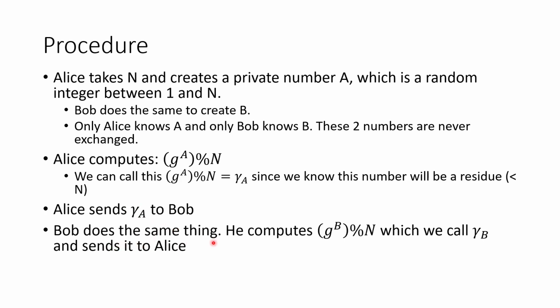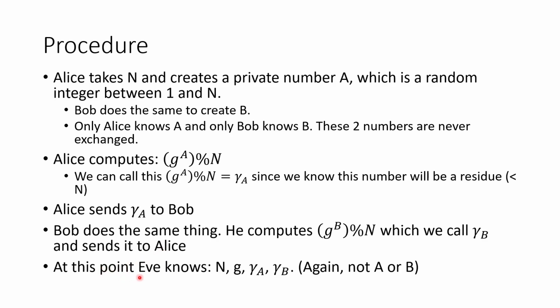And Bob does the same thing. So he computes g to the power of b, his own private number, mod n, and he gets some form of residue. We'll call that gamma of b. And he sends this one back to Alice. So at this point, Eve knows n, g, and the two exchanged residues, but not a or b.